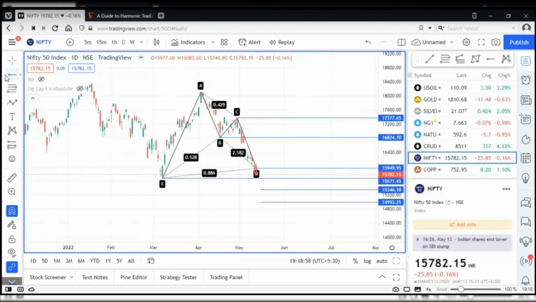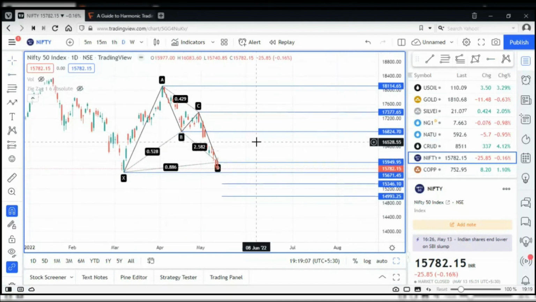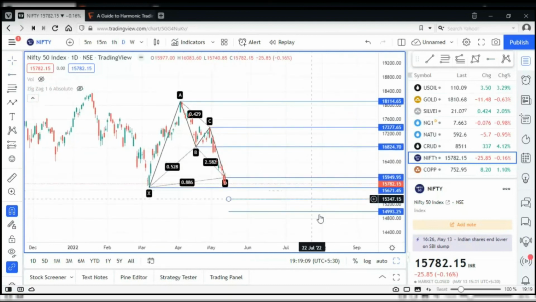What will be our target? Target will be our B point, C point, and A point. This is our target. Fine. If you have any doubt, please let me know.